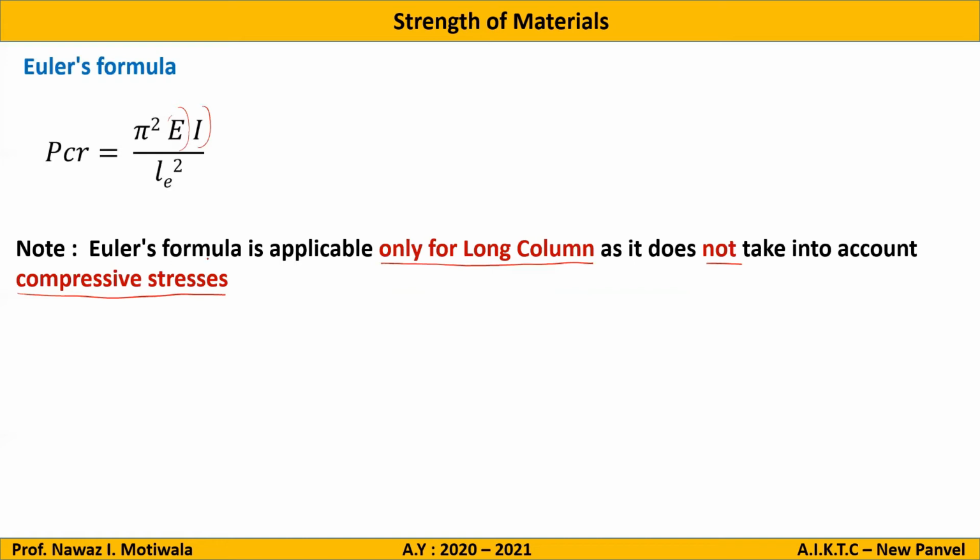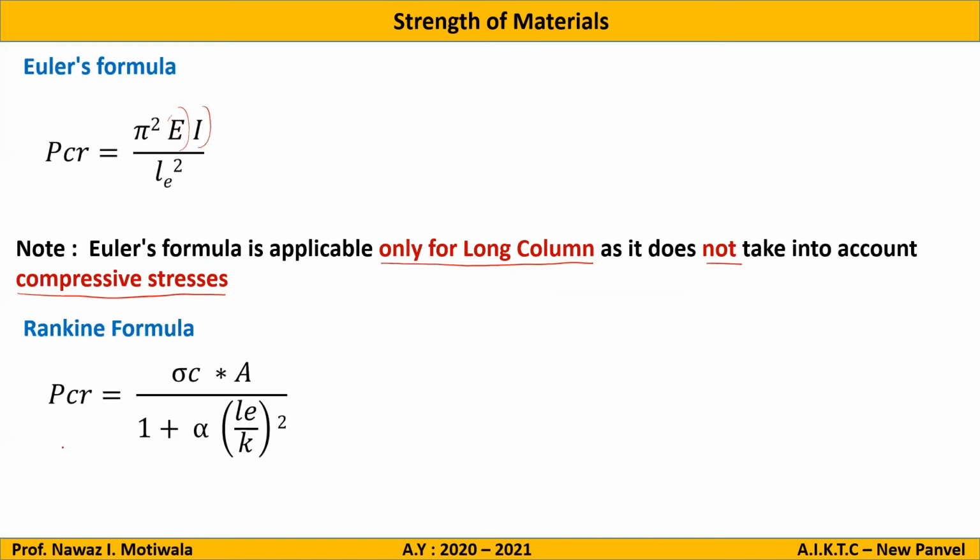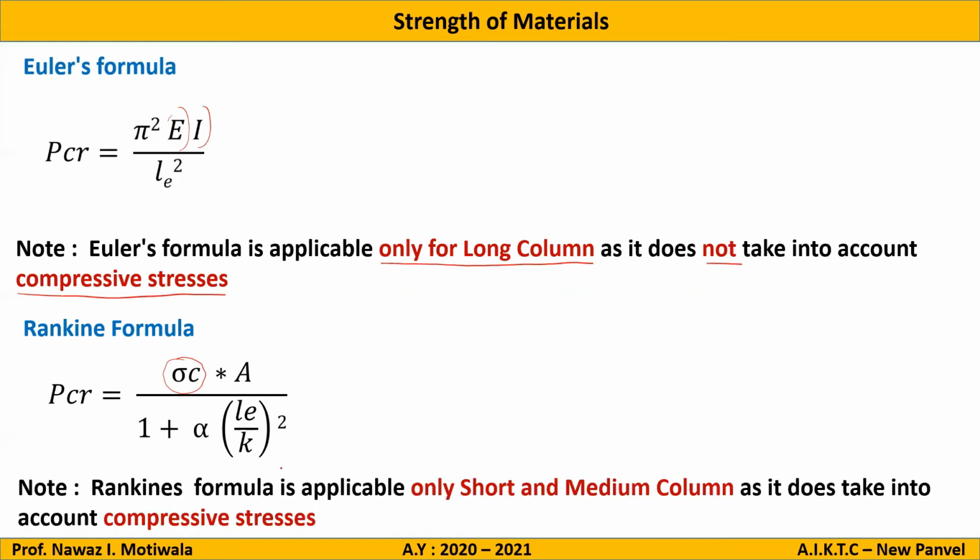Because that was a limitation, then comes Rankine's formula. It is given by PCR is equal to sigma C into A divided by 1 plus alpha Le by K square. You can see here sigma C, which means it is taking into account the compressive stress. This is used for short and medium columns. So Rankine's formula can be used approximately for all three columns, but Euler's formula can be used only for long columns. Please make a note of this.